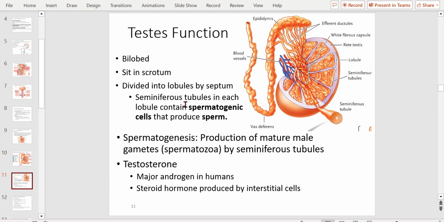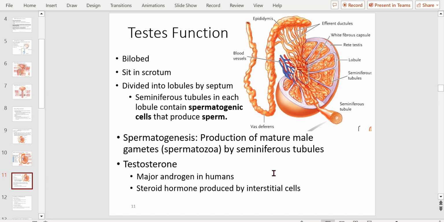The testes there, they're bilobed. They sit in the scrotum, divided into lobules. These seminiferous tubules in each lobule contain the spermatogenetic cells that produce the sperm. Okay, there's your seminiferous tubules, which house the sperm. Spermatogenesis is the production of mature male gametes, spermatozoa, by the seminiferous tubules.